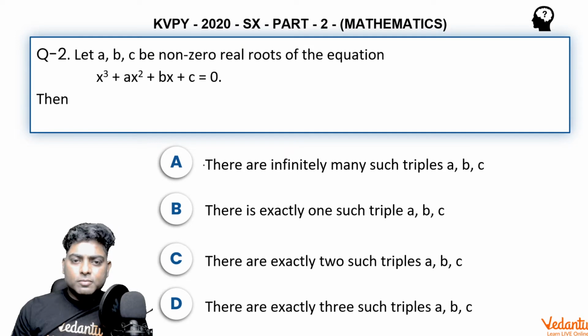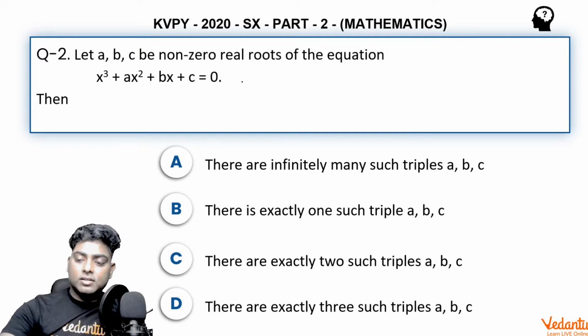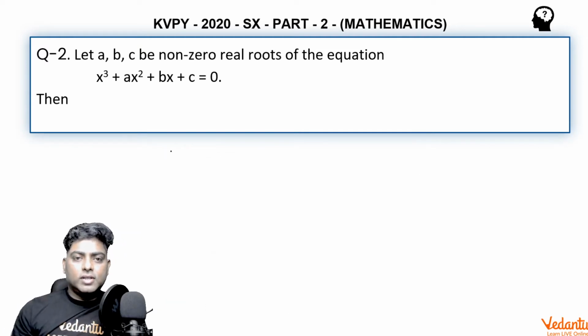Option A says there are infinitely many such triplets a, b, c. There are exactly one such triplet. Exactly two such triplets. There are exactly three such triplets. So it looks very interesting, this question, and it is actually a very good question. So let's see how we can solve it in an easier manner.